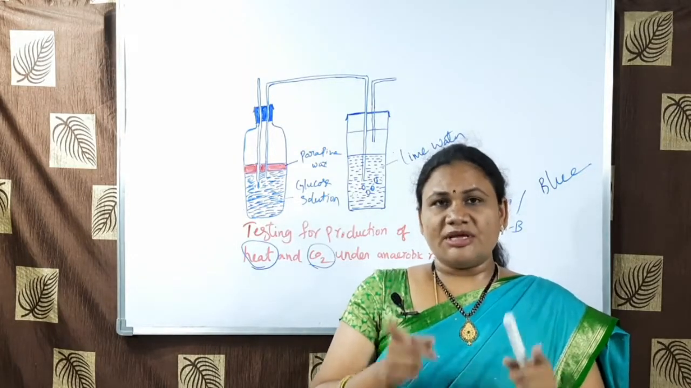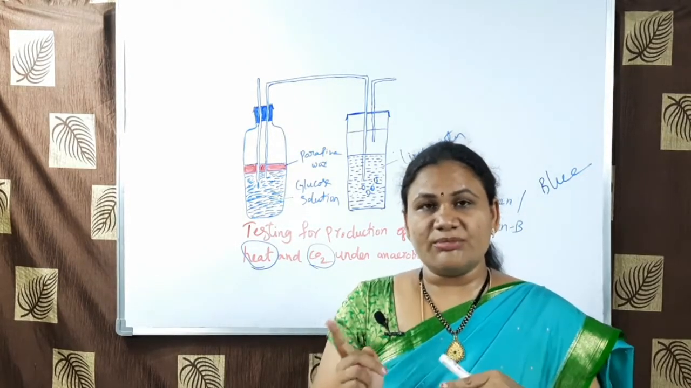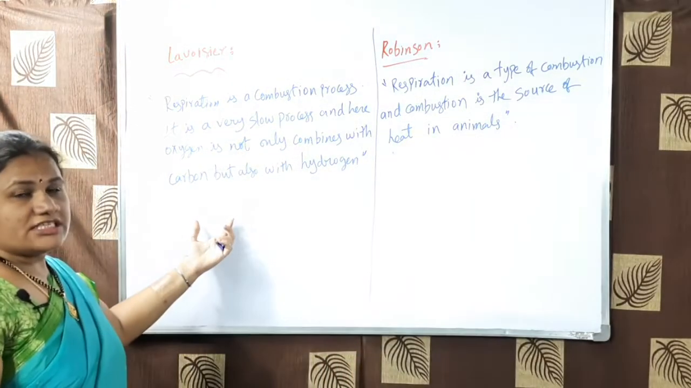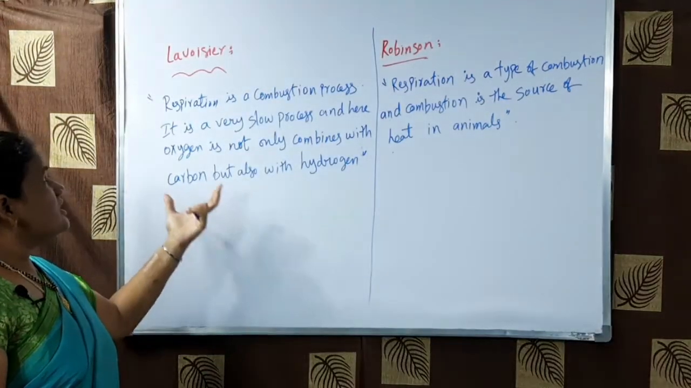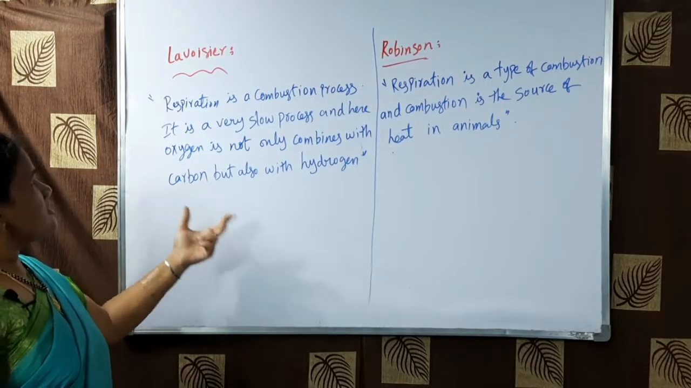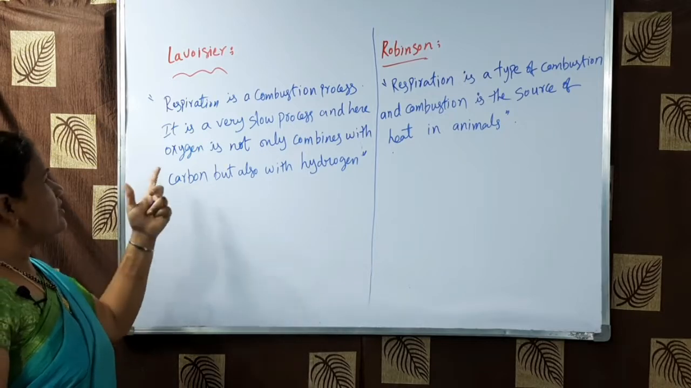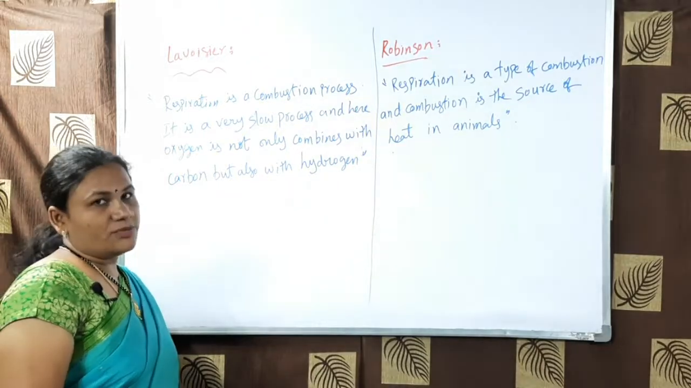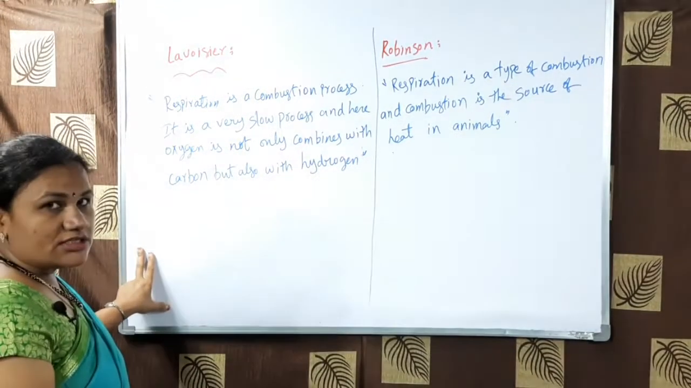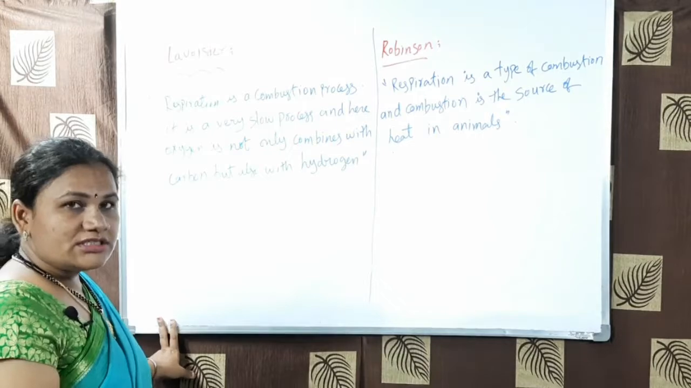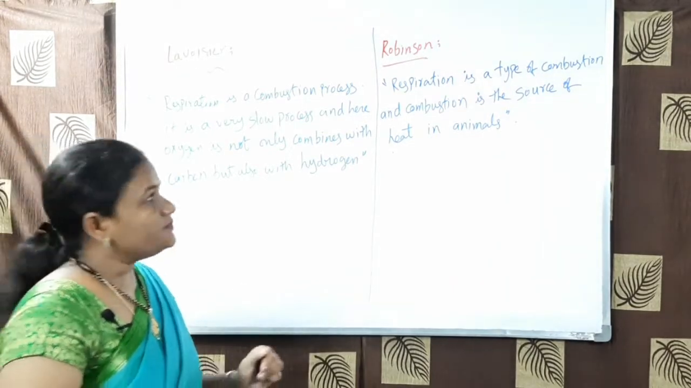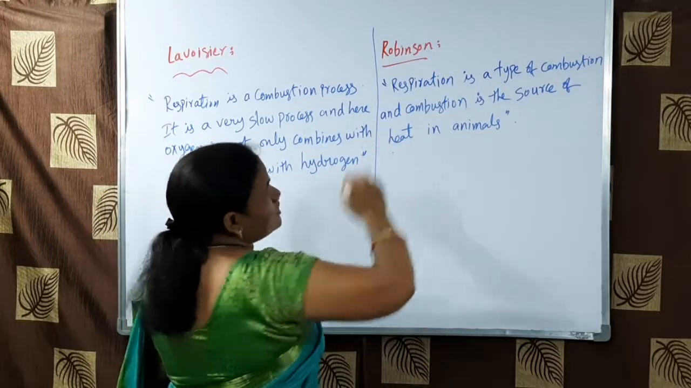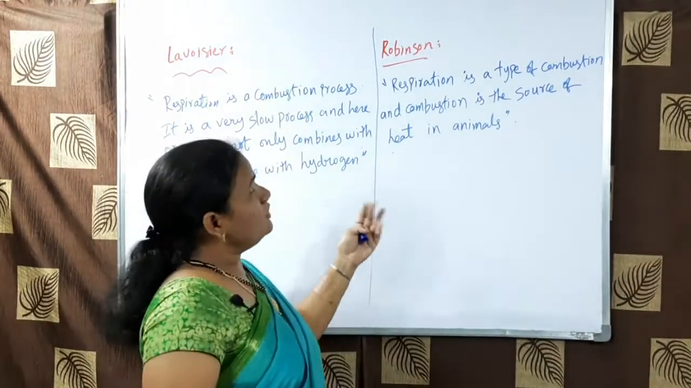But however, there are many differences between respiration and combustion. Let us see those differences. See this, Lavoisier, I just told you. See these definitions. Respiration is a combustion process. It is a very slow process, and here oxygen combines not only with carbon but also with hydrogen. This is stated by Lavoisier, and it indicates that respiration is similar to the combustion process. Next, Robinson: respiration is a type of combustion, and combustion is the source of heat in animals.